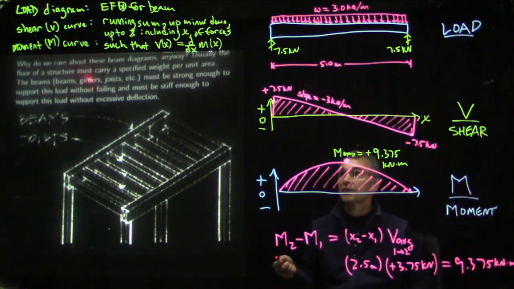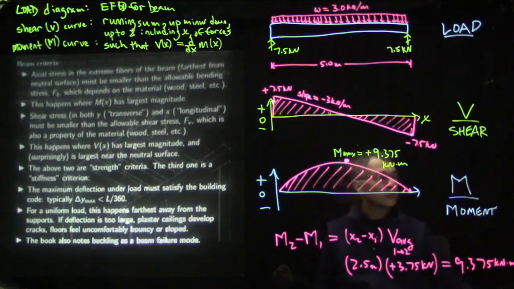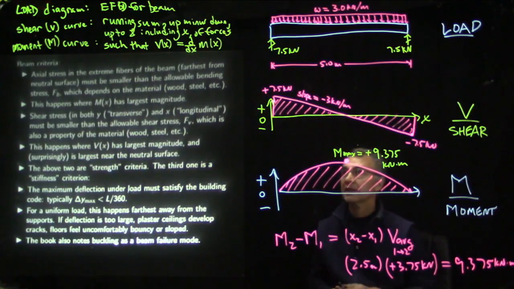So the floor of a structure has to carry some specified weight per unit area. So then the beams must be strong enough to support this load without failing, and they also must be stiff enough to support this load without excessive deflection. So if you walk on the floor and it sags a centimeter, that's uncomfortable, and it might damage a plaster ceiling down below. So we will pick up in the next video by talking about beam criteria, and I have it here in simpler language.